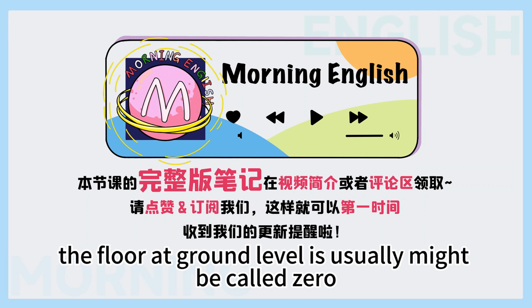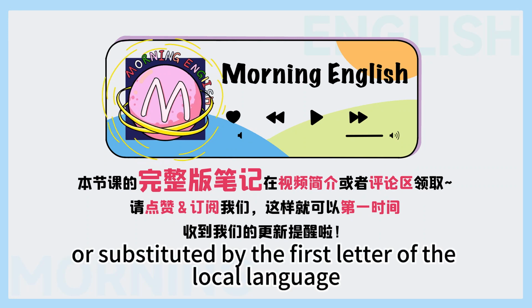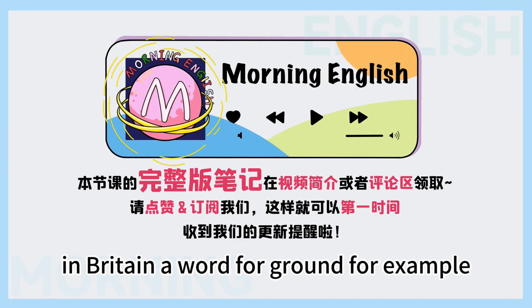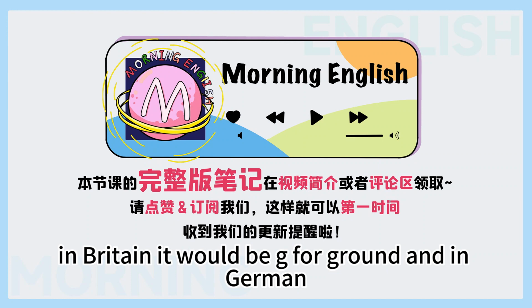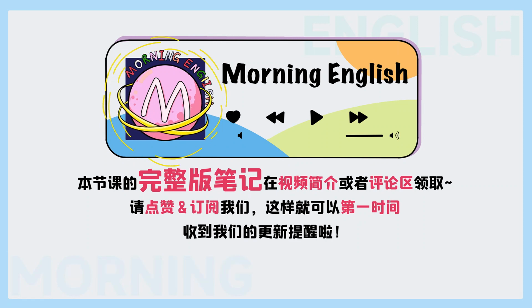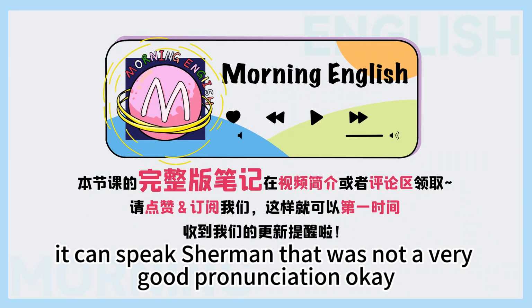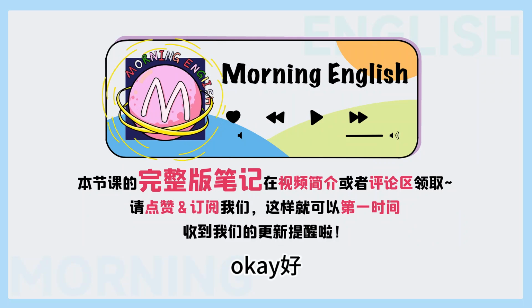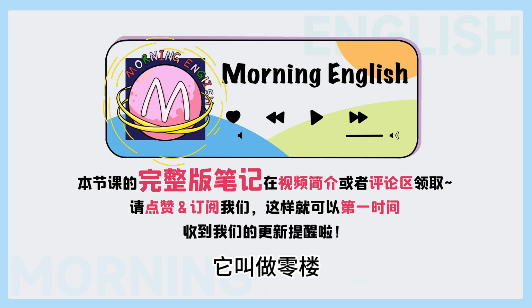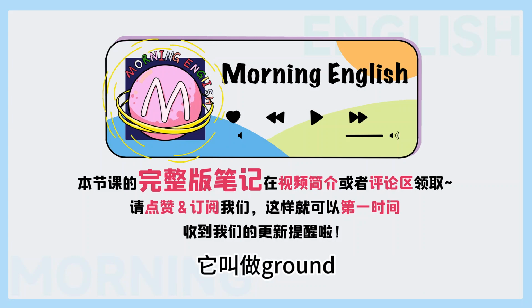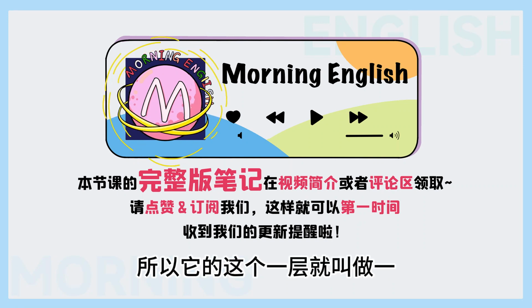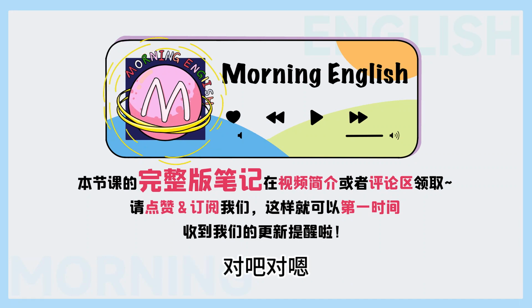The floor at ground level might be called 0 or substituted by the first letter of the local language word for ground. For example, in Britain, it would be G for ground, and in Germany, it would be E, because in German, the word for ground starts with E. You can speak German? That was not a very good pronunciation. Okay, great. 好，是这样，就是在很多欧洲国家的话呢，它可能一层就不叫做一层，它叫做零楼，对吧？然后呢，它有的时候就像这个 ground floor 一样，它叫做 ground，但是在德文里面，这个 ground 这个词本身是一个 E 开头的字，所以它的一层就叫做字母 E 的这个 E 层，对吧？ Right.